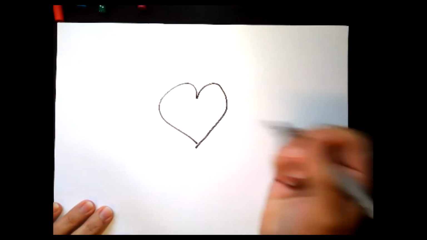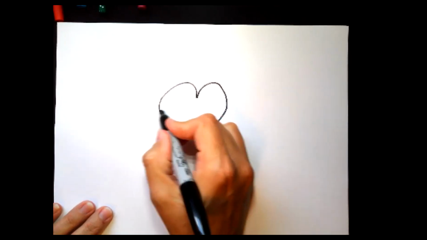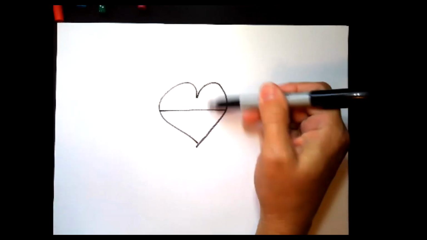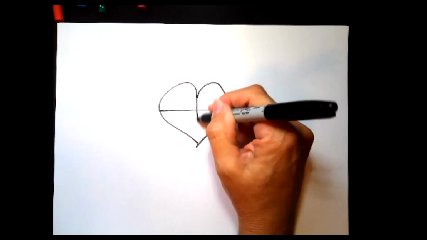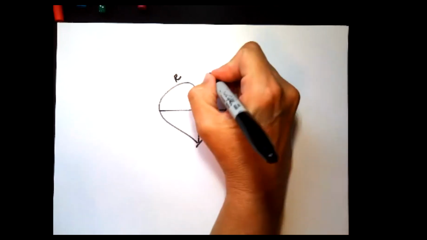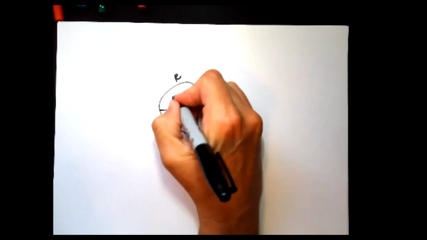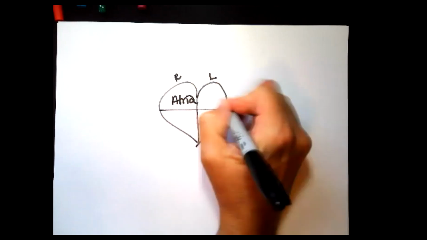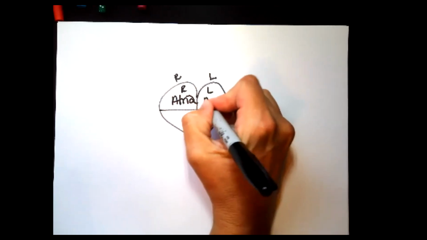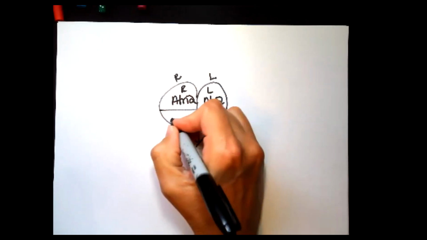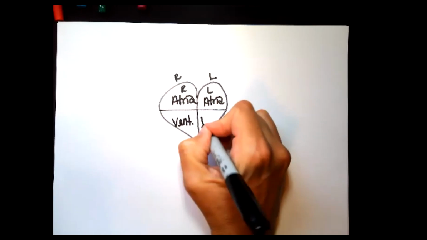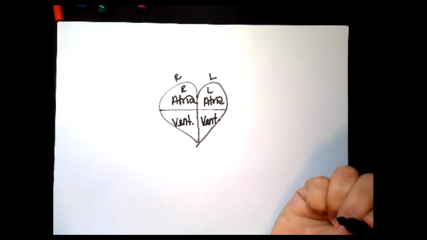So we've got the heart. This is typically how I draw a heart, even though it's not anatomically correct. We all recognize it as a heart. And then I'm going to have upper chambers and lower chambers, and I'll always have a right side and a left side, right? The upper chambers are called atria, both of them. There's a right and a left. And there's also ventricles, right and left. Okay, are we all good so far?